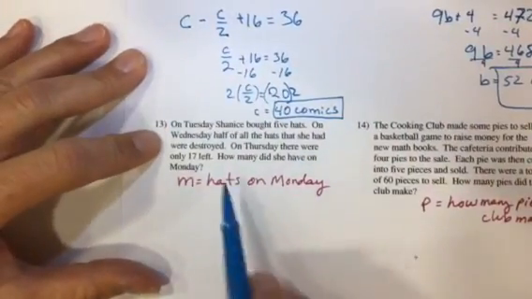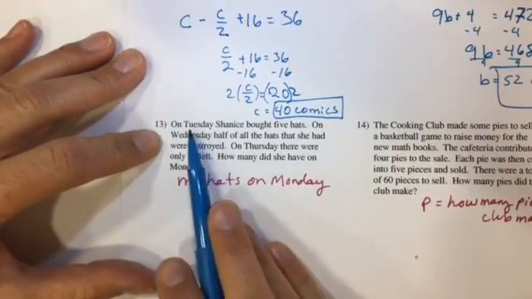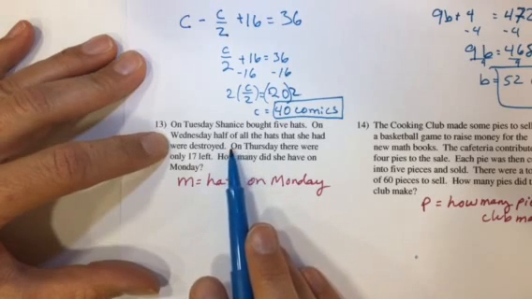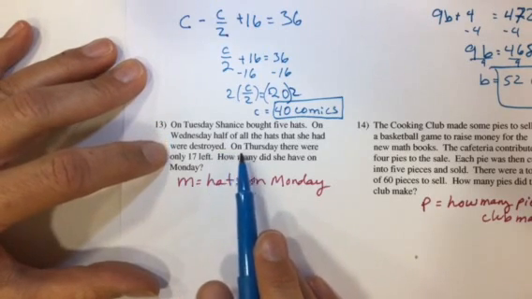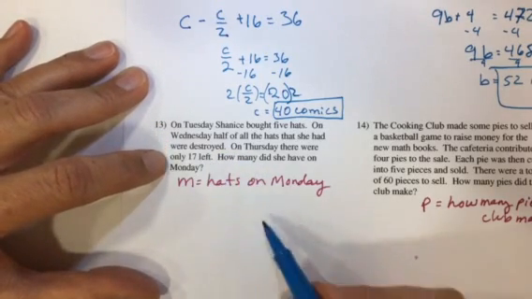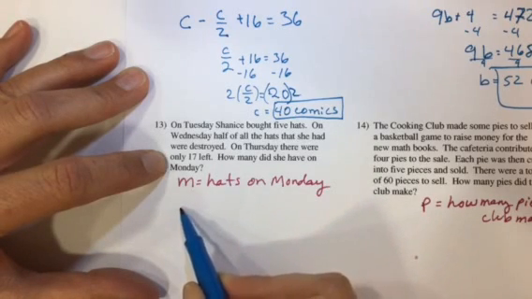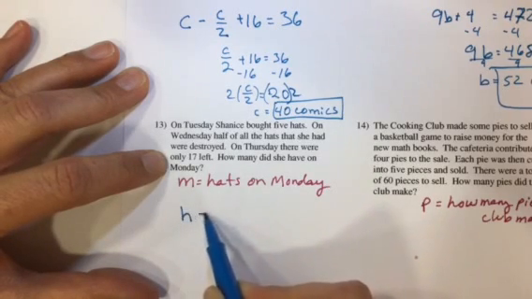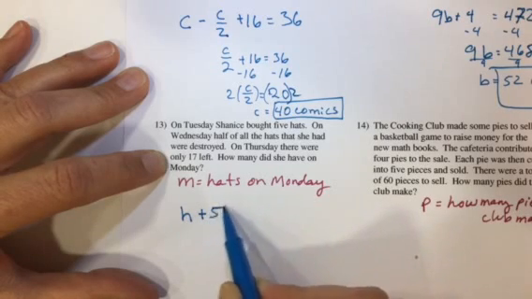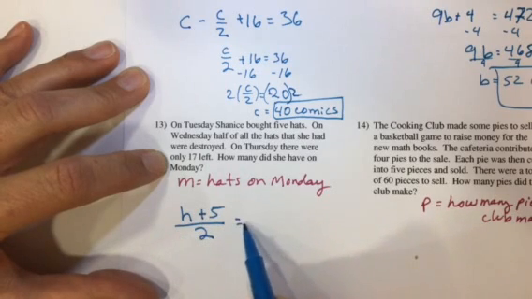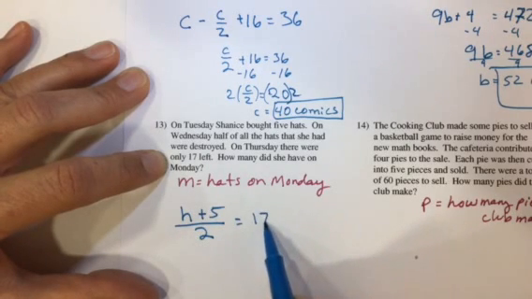Okay, let's see if we can get the last ones done. On Tuesday Shanice bought 5 hats. On Wednesday, half of all the hats that she had were destroyed. On Thursday, there were only 17 left. So how many did she have on Monday? So she started out with some hats. She bought 5. And then half of them were destroyed. So we're going to take that whole thing and divide it by 2. And that's what equals 17.